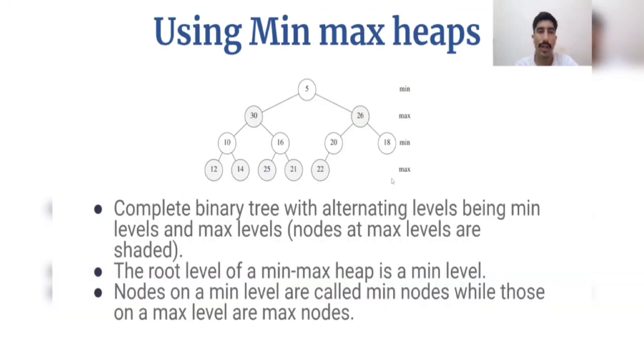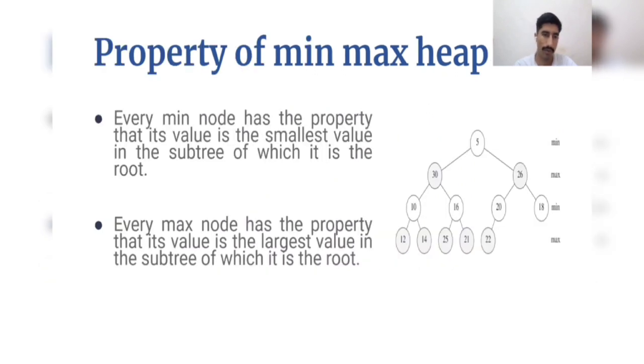So in this project, we are going to implement a double-ended priority queue with the help of a min-max heap. So what is a min-max heap? A min-max heap is a complete binary tree with alternating levels being min level and max level. The root level is always a min level, and nodes at a min level are known as min nodes, while nodes at a max level are known as max nodes. Now the properties: every min node has the property that it is the smallest of the subtree of which it is the root, and the same for a max node. Every max node has the property that its value is the largest among the subtree of which it is the root.